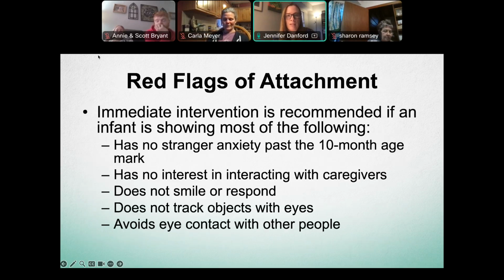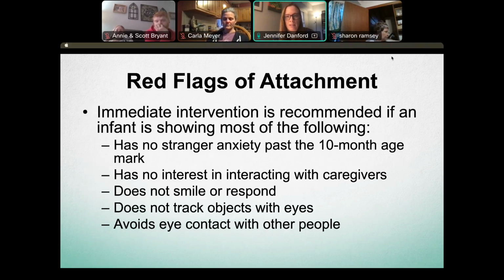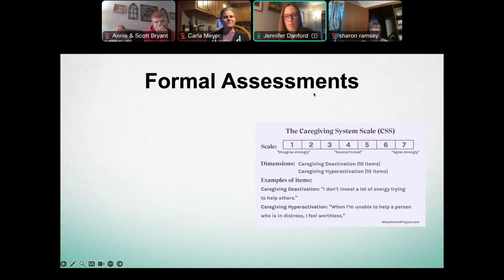There are some red flags of attachment, and this is with really young kids, infants. If these happen, you really need to let the doctor or the case team know immediately. If an infant has no stranger anxiety past the 10-month age mark, if they have no interest in interacting with caregivers, they don't smile or respond, they don't track objects with their eyes, and they avoid eye contact with other people, there's definitely something going on, and so that would be a high priority case.